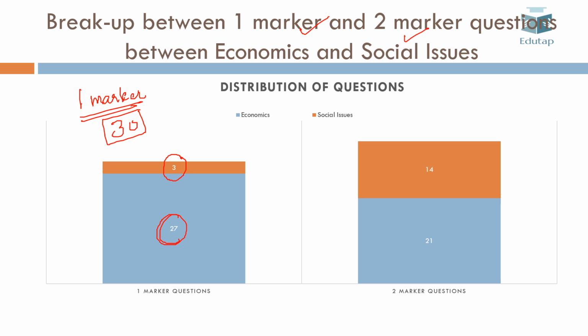Moving on to your 2-marker questions. As we know, the total number of 2-marker questions is 35, okay. Out of those 35 questions, you can see here that 21 questions were from economics.